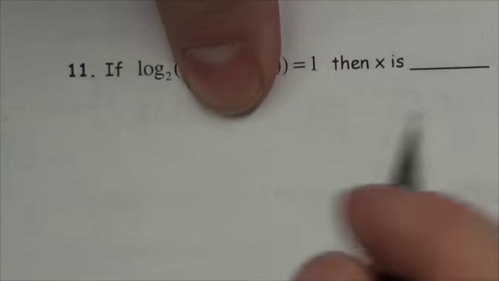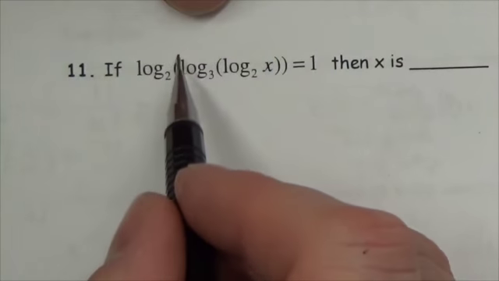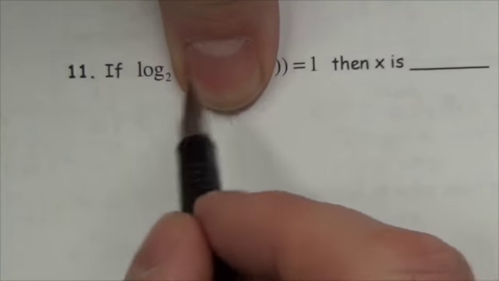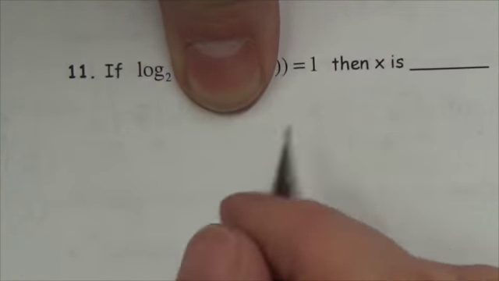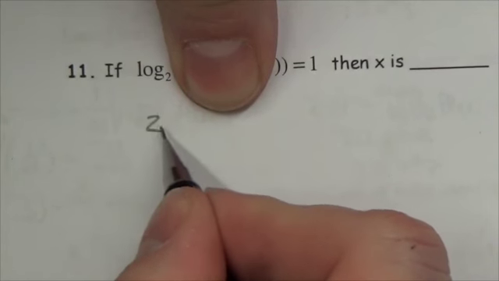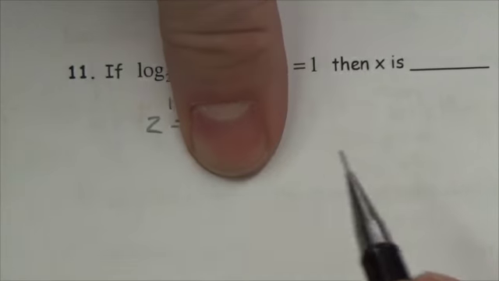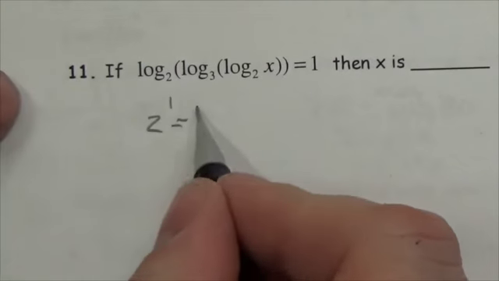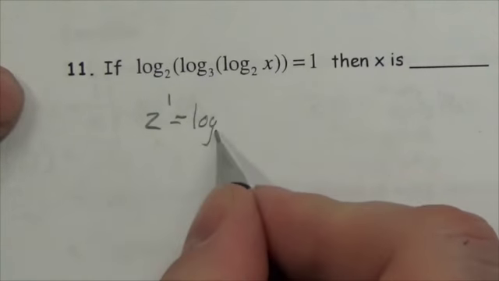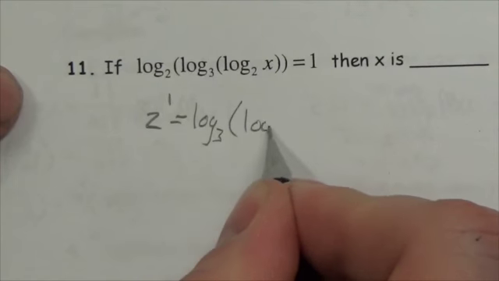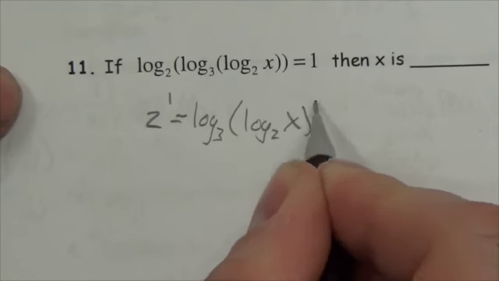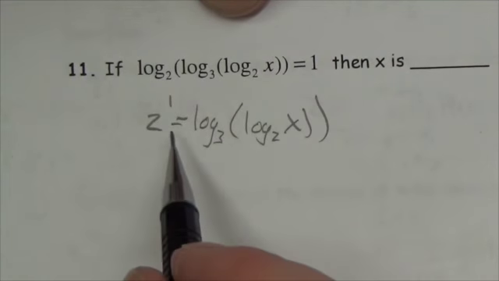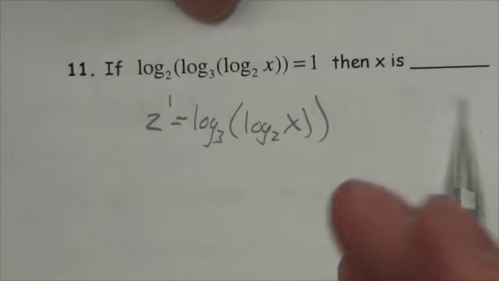So to start off with, I've got this log of something equals 1. I don't know what it is. So it's like the log base 2 of my thumb is equal to 1. So that means 2 to the 1 is equal to my thumb. Well, what was my thumb covering? Well, it was covering this. So this is going to be log 2 to the 1 is equal to the log base 3 of the log base 2 of x. So that was my thumb right there. There we go. And that's equal to 2 to the 1, which is just 2.